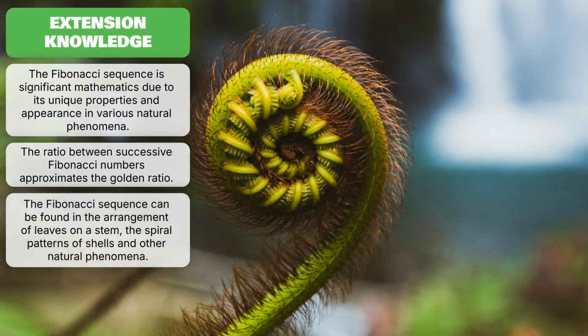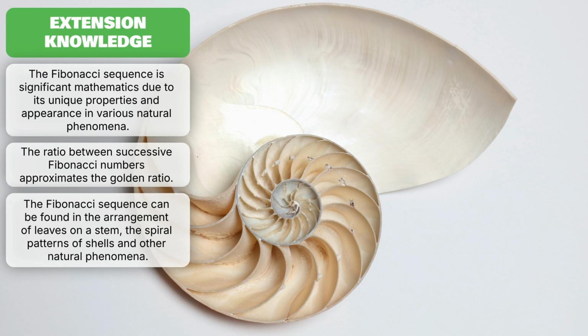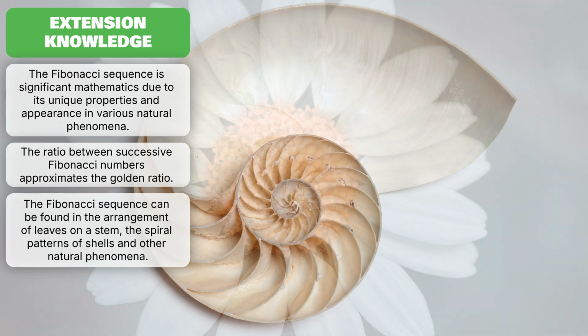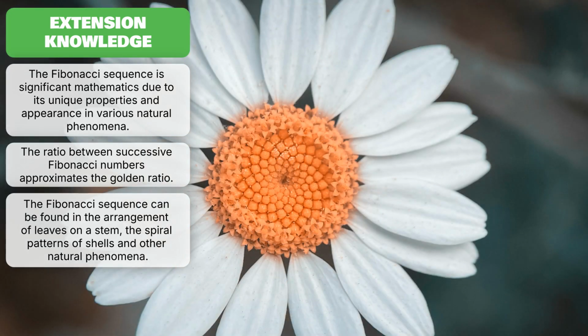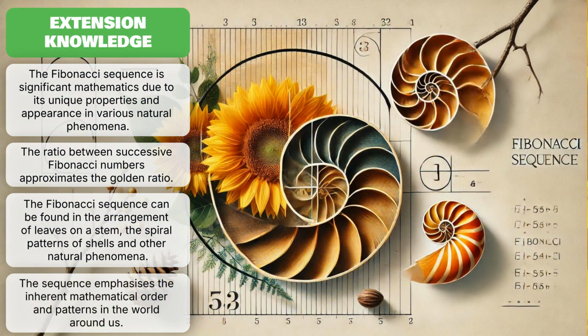The Fibonacci sequence can be found in the arrangement of leaves on a stem, the branching of trees, the spiral patterns of shells, and even in the reproductive patterns of rabbits. For instance, the number of petals on a flower often corresponds to a Fibonacci number, and the pattern of seeds in a sunflower is arranged in a spiral, with the number of spirals typically being consecutive Fibonacci numbers. Its presence in nature illustrates the inherent mathematical order and patterns in the world around us, making it a fascinating topic of study that bridges the gap between abstract mathematics and the observable universe.